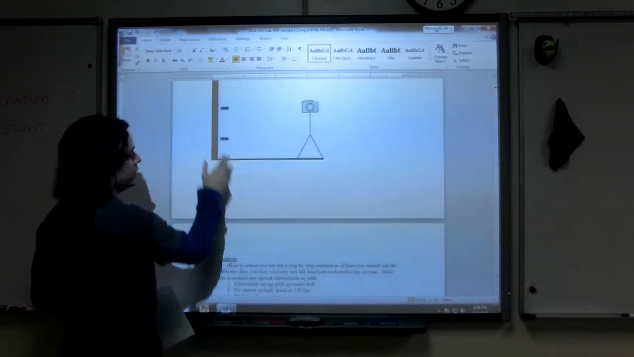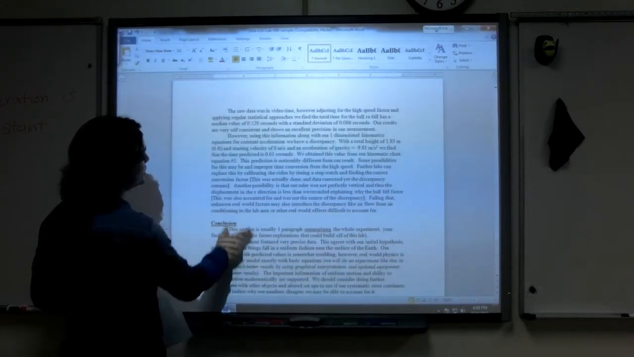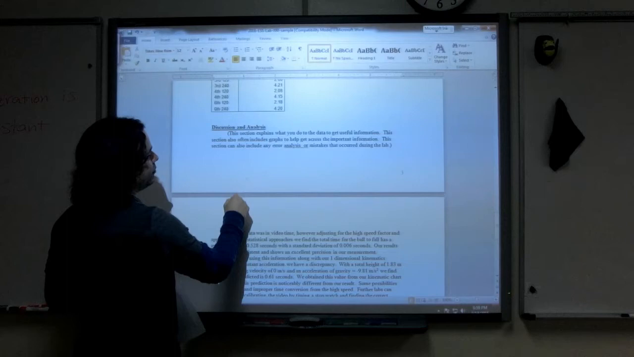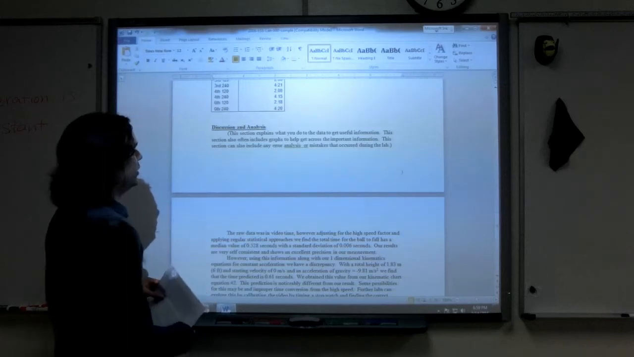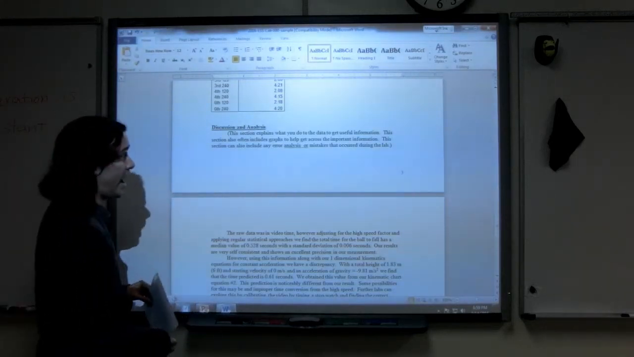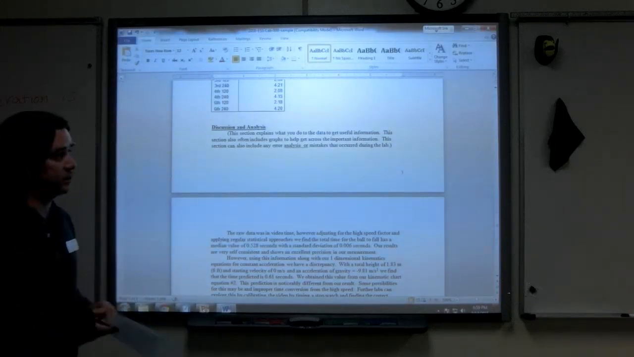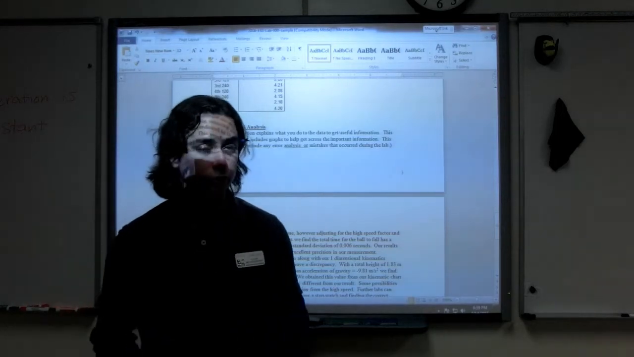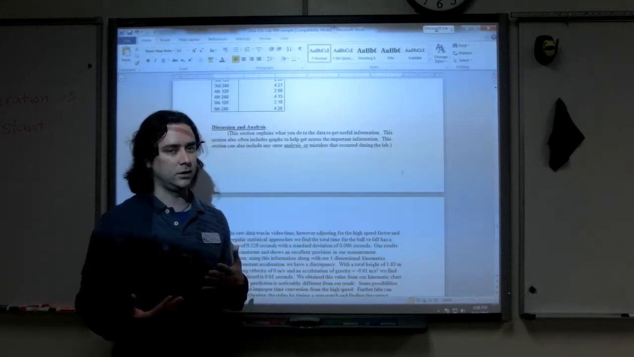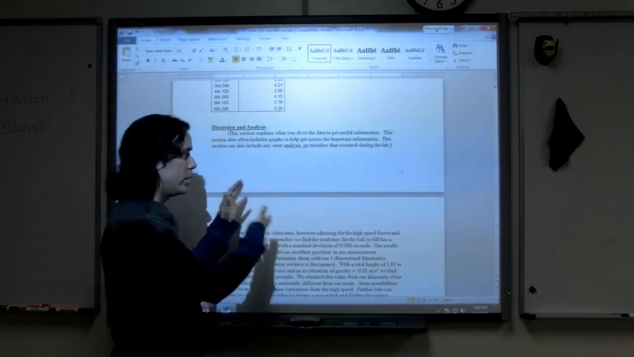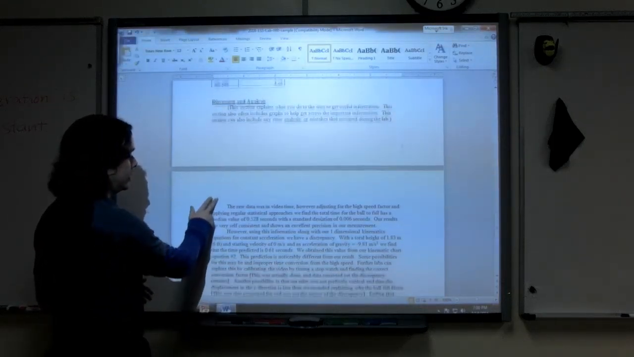I'm showing you the page, but although you should have access to this document, it's on Edmodo. Let's see. And on this document, I have in parentheses kind of my description of it. This section explains what you do to the data to get useful information. This section also often includes graphs to help get across the important information. This section can also include any error analysis or mistakes that occurred during the lab. If you had anything that looked a little weird in the lab, this is where you would introduce it. Like I said, we think that the scale added 10 grams onto every measurement that we took. This is where you would include that. And you can start using this to predict what type of effects that would have on your data.